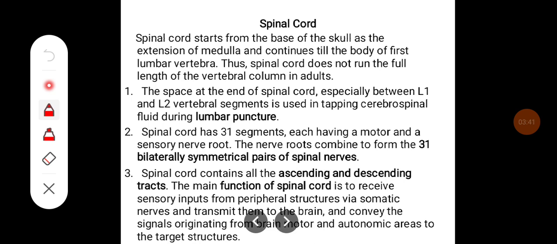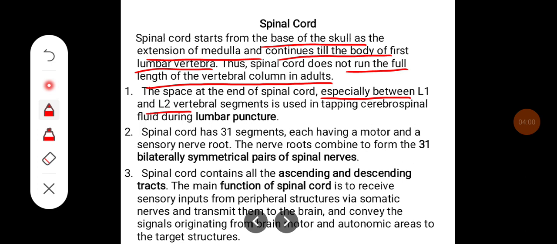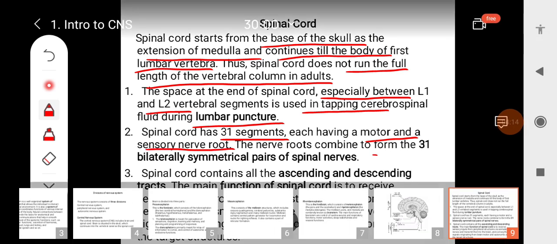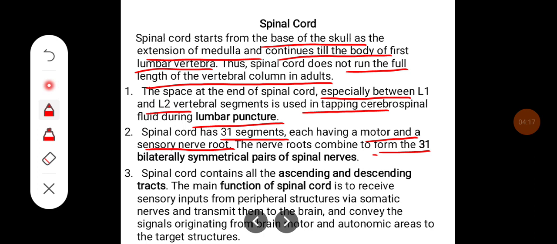The spinal cord starts from the base of the skull as an extension of the medulla and continues till the body of the first lumbar vertebra. Thus, the spinal cord does not run the full length of the vertebral column in adults. The space at the end of the spinal cord, especially between L1 and L2 vertebral segments, is used in tapping cerebrospinal fluid during lumbar puncture. The spinal cord has 31 segments, each having a motor and sensory nerve root. The nerve roots combine to form the 31 bilaterally symmetrical pairs of spinal nerves.